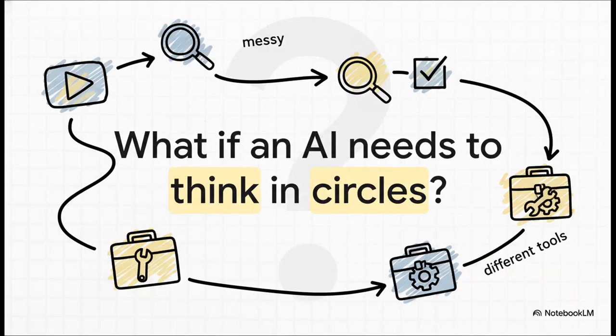The real world is messy, right? Things rarely just go in a straight line. So what happens when an AI agent needs to try something, check its work, and then maybe try again? Or what if it has to pick between a few different tools depending on what's happening? That's the core problem we're going to unpack today.